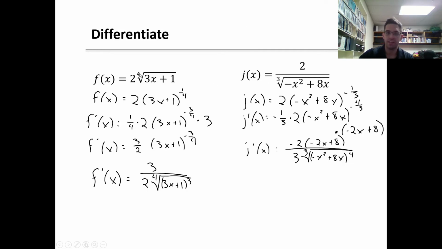Second one is kind of the same thing, but because our radical is in the denominator, when I turn it into rational exponent form, the exponent is a negative. And so when we do power rule, we get negative 1/3 times 2, and then this inside function to the power of negative 1/3 minus 1. So that's where we get the negative 4/3 from. And then since it's an inside function, we're going to multiply this by the derivative of the inside function. And the derivative of negative x squared plus 8x is going to be negative 2x plus 8.